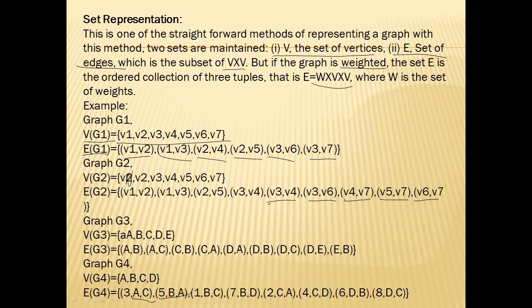The graph is represented with two sets, V and E. V is a set of vertices, E is a set of edges. If the graph contains weights, then each edge is represented as the weight, the starting vertex and the ending vertex. So this is set representation.